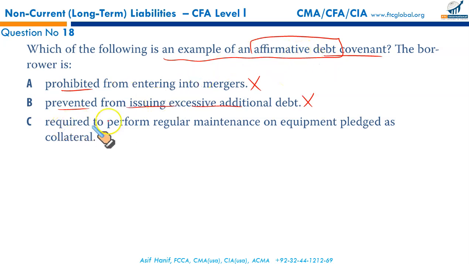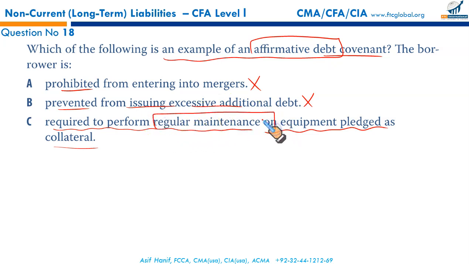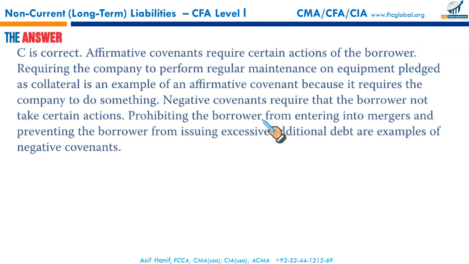So an affirmative debt covenant is required to perform regular maintenance on equipment pledged as collateral. We have issued bonds against property, plant and equipment. So under the affirmative debt covenant, we are required to maintain the plant and equipment in good order. So that makes C the correct option.